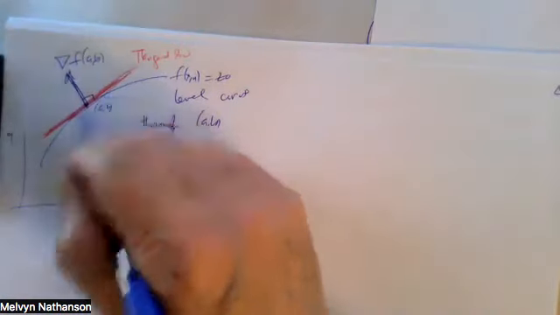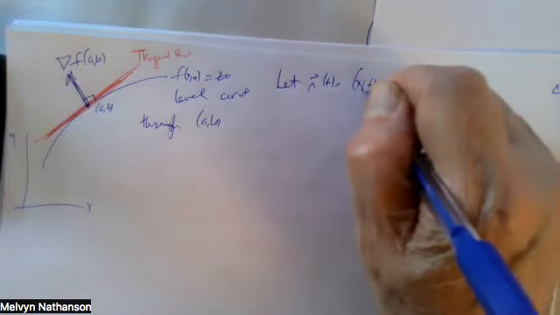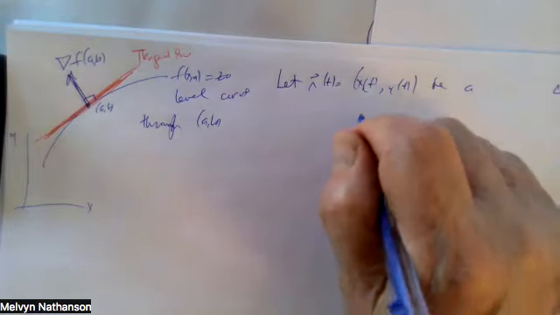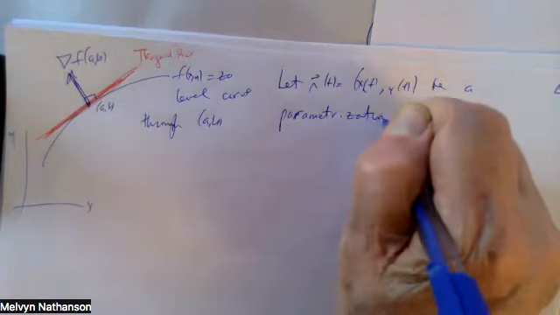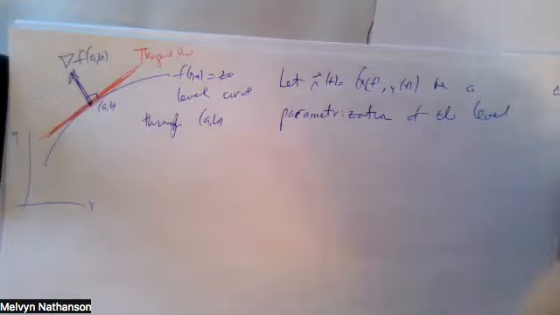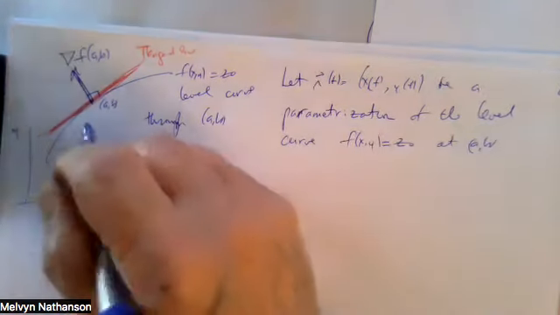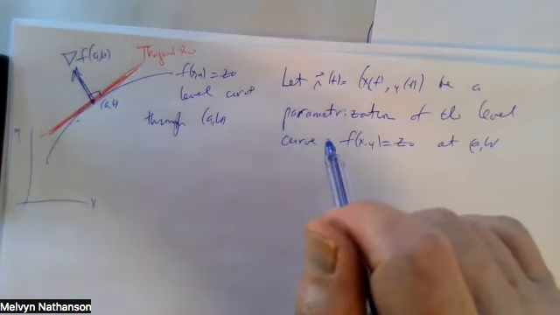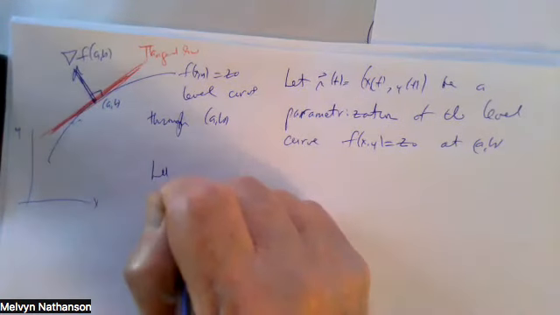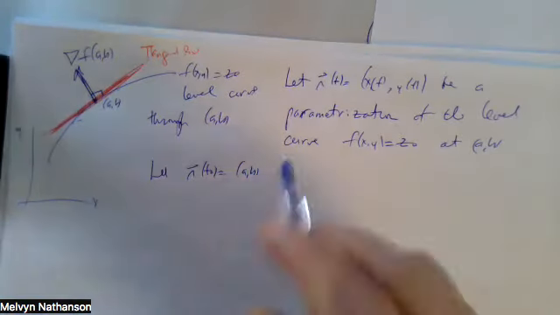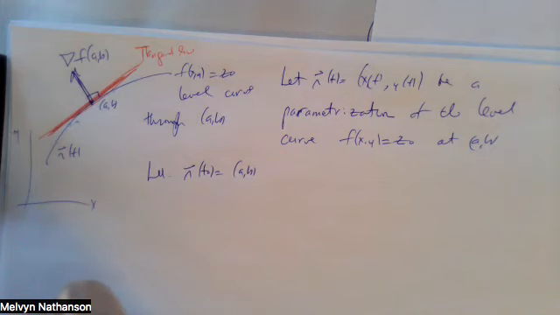So here we have this curve on the level curve. Let r(t), the curve (x(t), y(t)), be a parametrization of the level curve f(x, y) equals z naught at the point (a, b). So near this point (a, b), every point is of the form (x(t), y(t)), and suppose that r at t naught is the point (a, b). So this is the level curve, which is also parametrized by some vector valued function r(t).